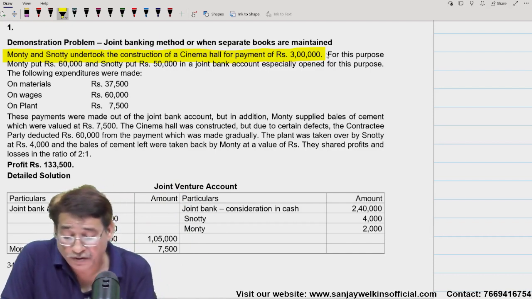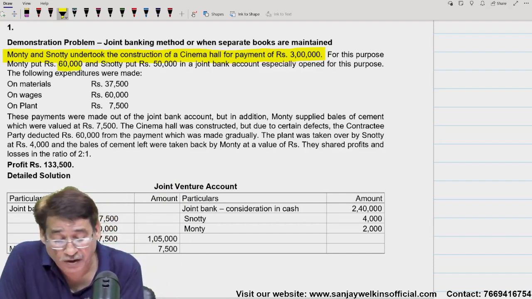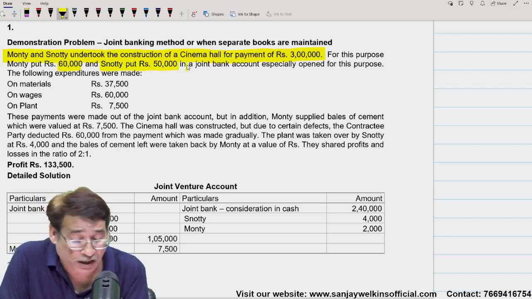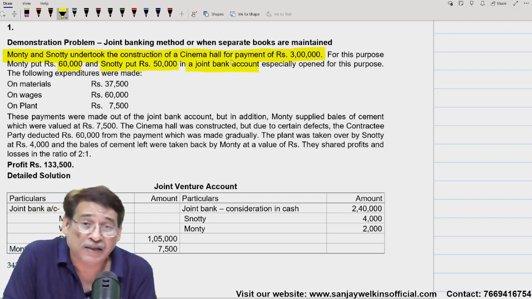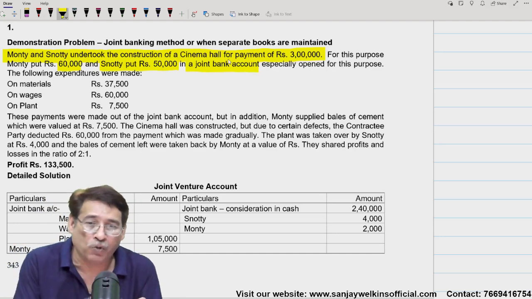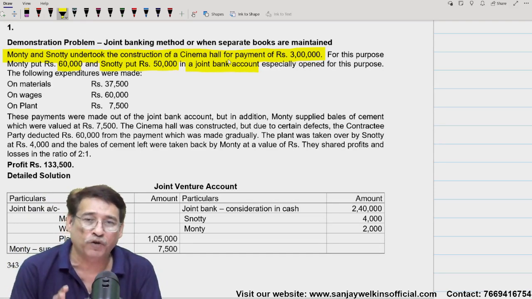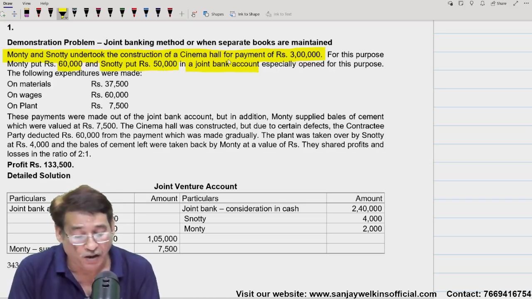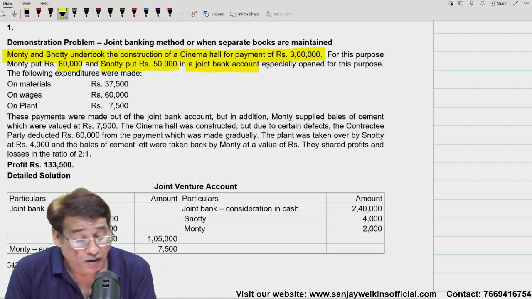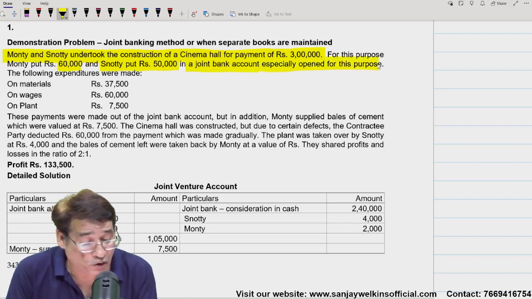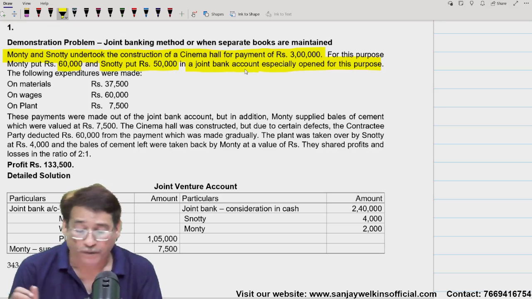For this purpose, Monty put 60,000, Snooty put 50,000 in a joint bank account. This line suggests that this particular question belongs to this particular method. That means here you will have to apply the joint banking method, that is, when a separate set of books is maintained. So this joint bank account was specially opened.